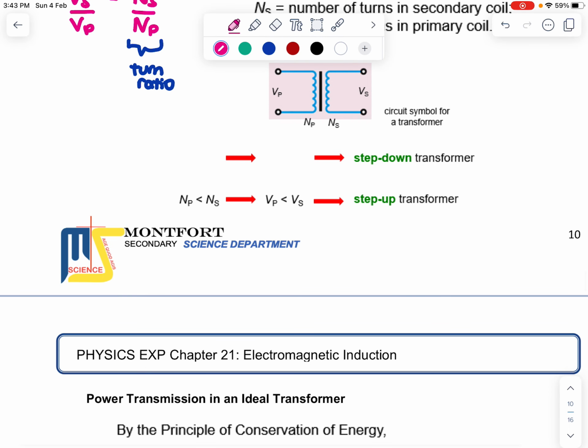So if your Np is greater than Ns, which is the number of coils in the primary is more than the number of coils in the secondary, your Vp will be greater than your Vs. And this is known as a step-down transformer, because you're stepping down the voltage. If your Np is less than Ns, your Vp will be less than Vs. It's known as a step-up transformer, stepping up the voltage.